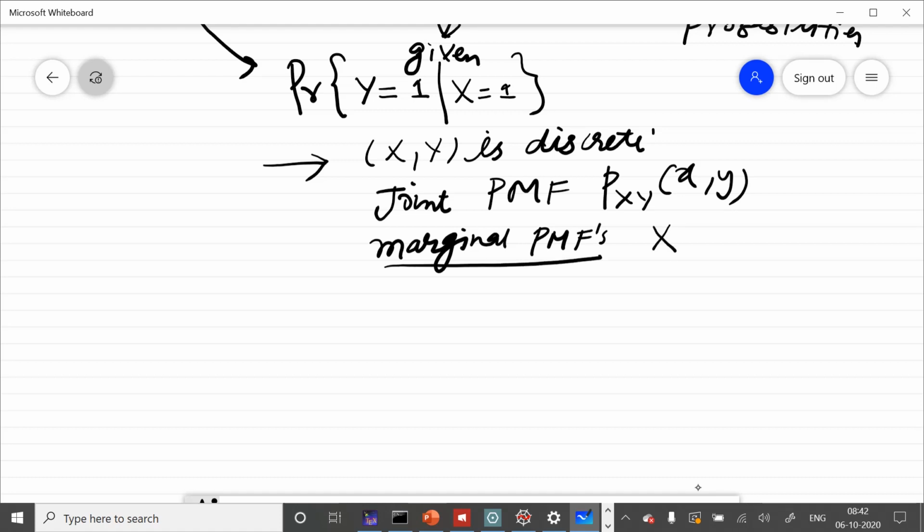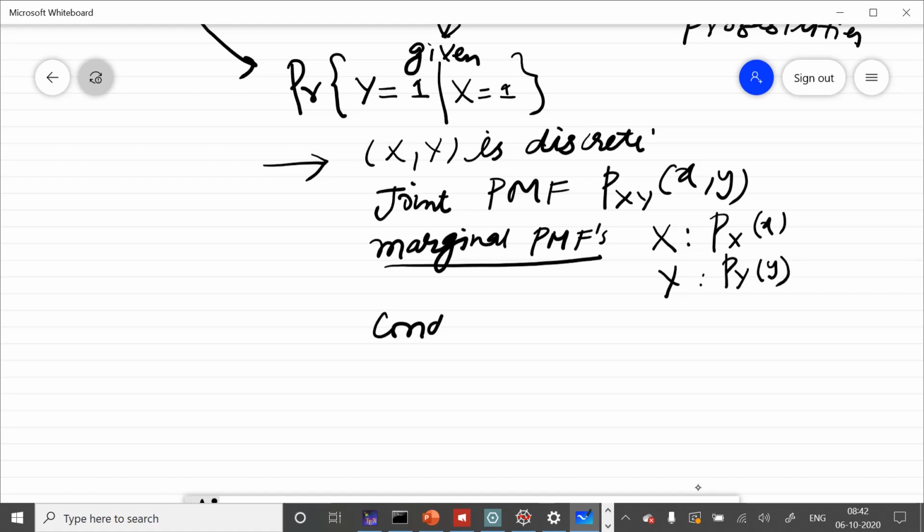Marginal means we are given joint random variables, but if we talk of X only, so if we forget Y, suppose, what is the probability mass function of X? That is p_X of x. Similarly, for Y, it is p_Y of y.